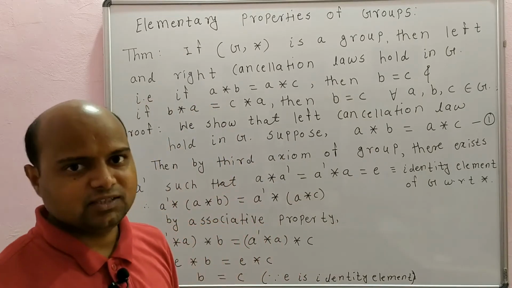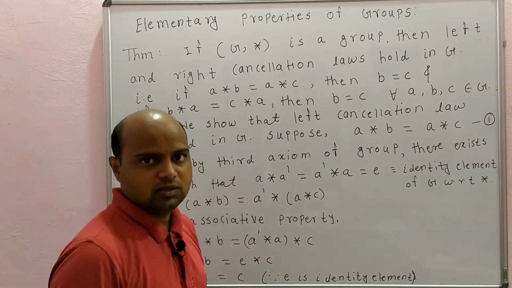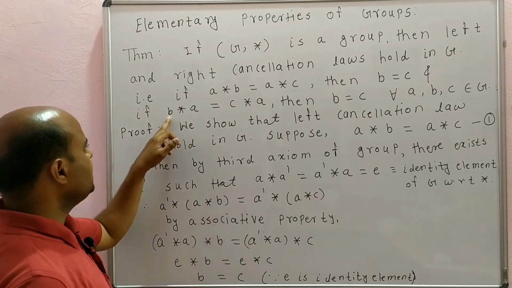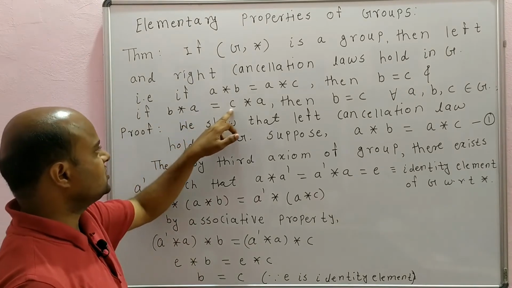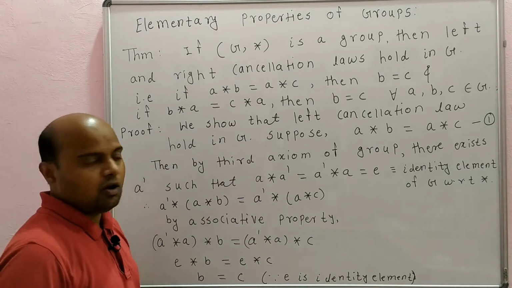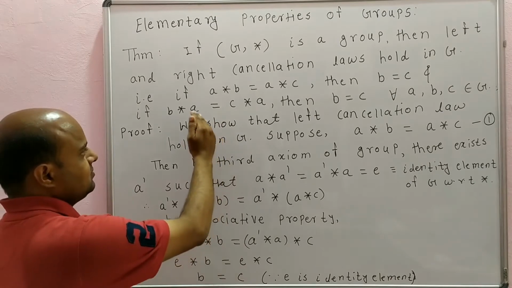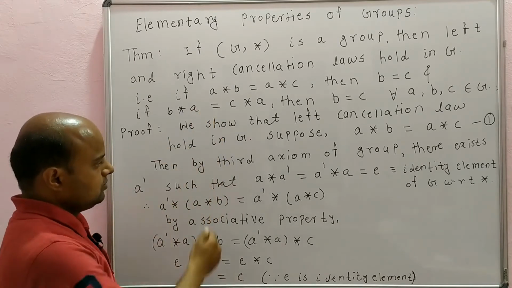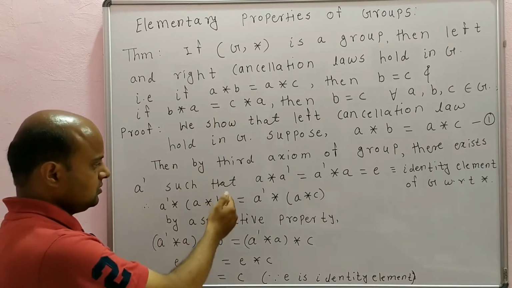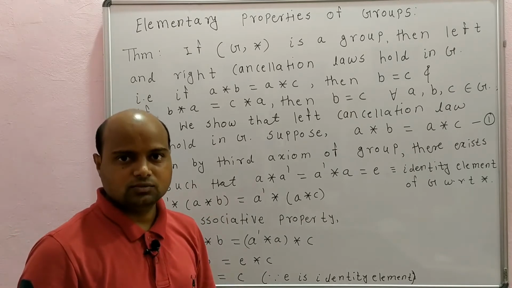The proof of the right cancellation law is the same as the left cancellation law. Just consider B star A is equal to C star A and apply A dash on both sides of this equation on the right-hand side, and the remaining proof follows the same way. So the right cancellation law also holds in G.